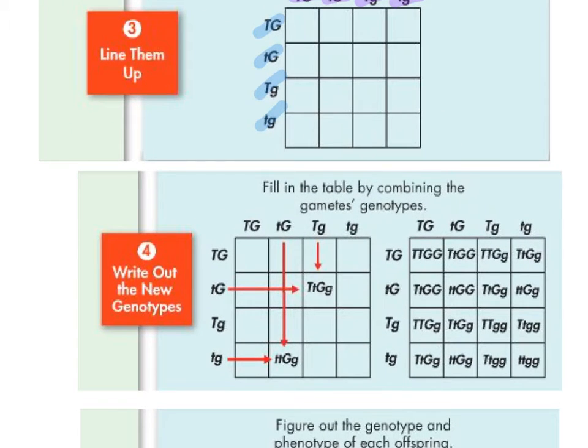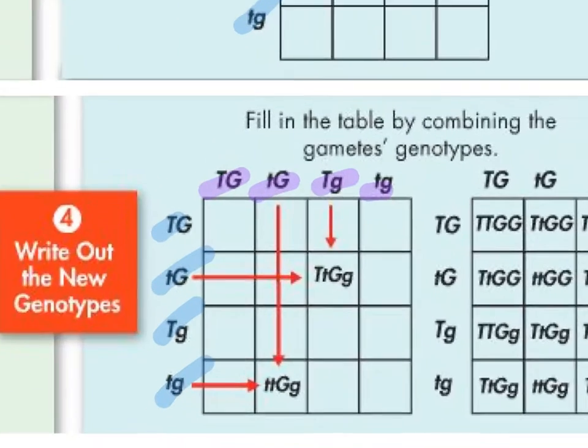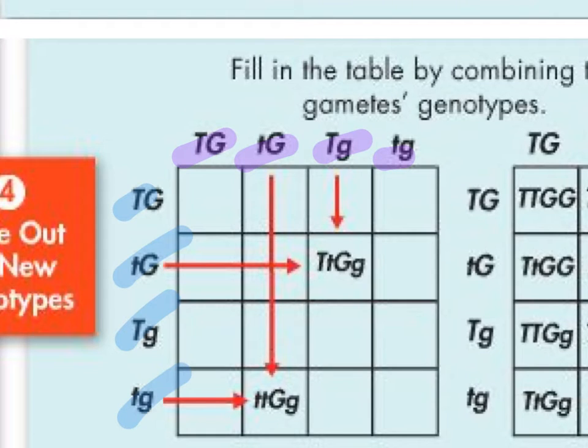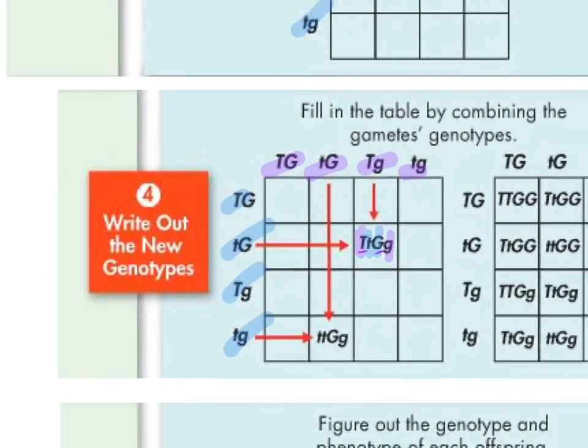You simply fill in the boxes by grouping your T's and your G's. This parent is down the side, this parent's on the top. The offspring got a T from one parent and a T from the other parent, a G from one parent and a G from the other parent. Notice we're grouping our T's and grouping our G's. Within our T's, we put the capital T first, and within our G's, we put the capital G first. That's how you fill out the offspring in a Punnett square.